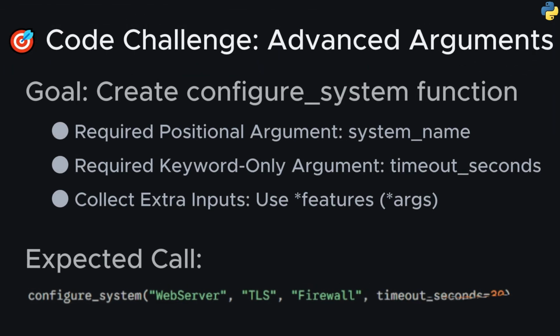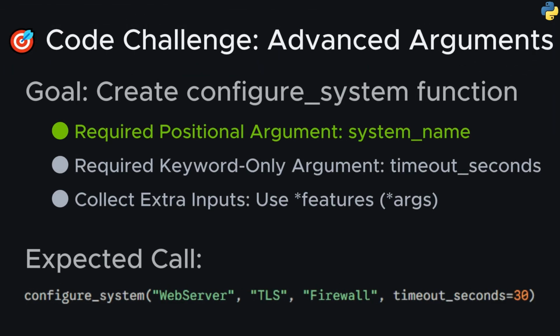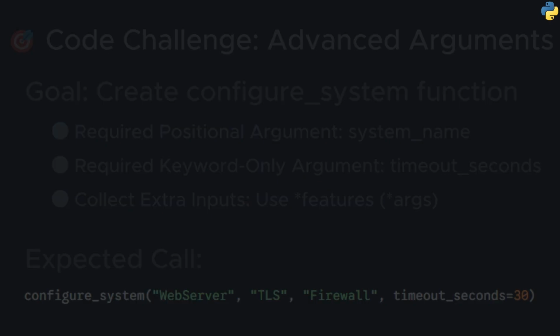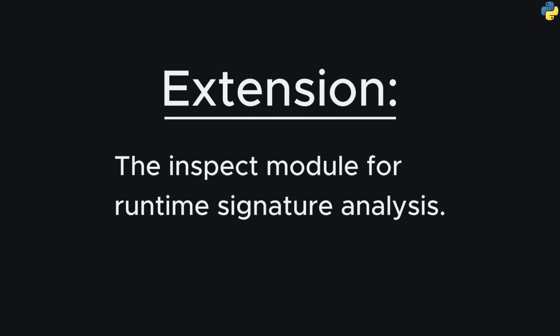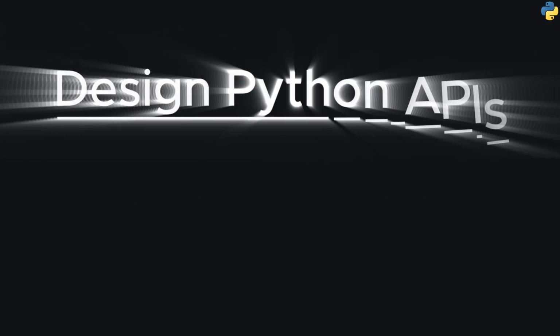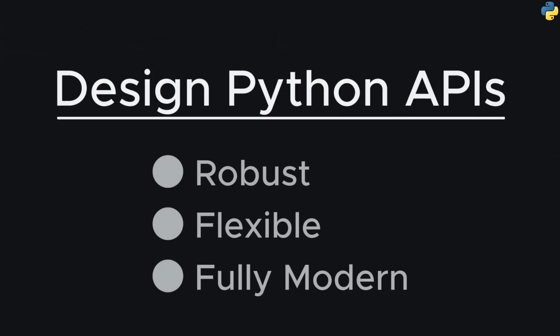For a final challenge, try to write a function that takes a required positional argument, a required keyword-only argument, and uses *args to collect any extra inputs. This will test your full understanding of the order. For further extension, research how inspect.signature in the standard library can be used to dynamically introspect and validate function arguments at runtime. With these tools, you are now equipped to design Python APIs that are robust, flexible, and fully modern.